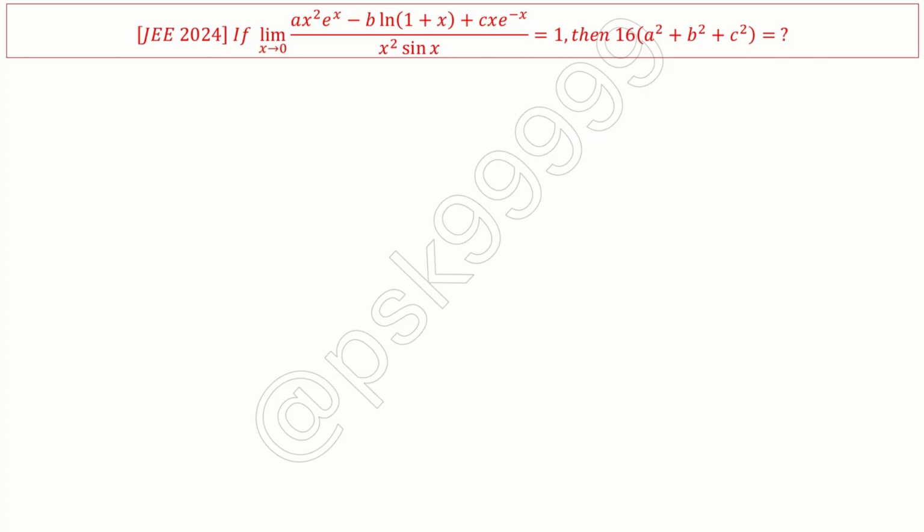The limit as x tends to 0 of (a x² e^x − b ln(1+x) + c x e^(−x)) divided by x² sin x equals 1. Then what is 16 times (a² + b² + c²)? Okay, so this limit is defined and its value is 1 as x tends to 0.